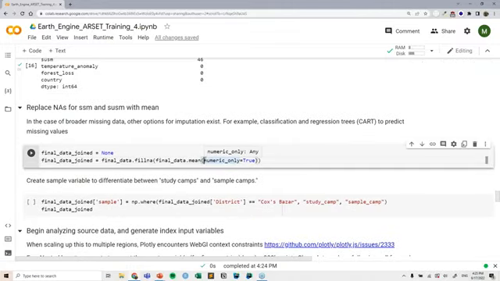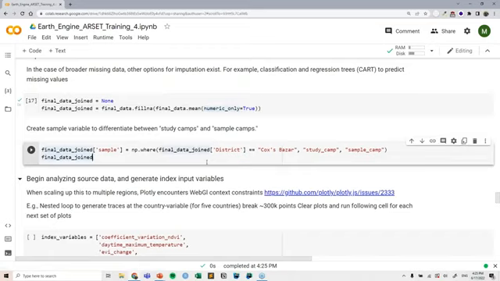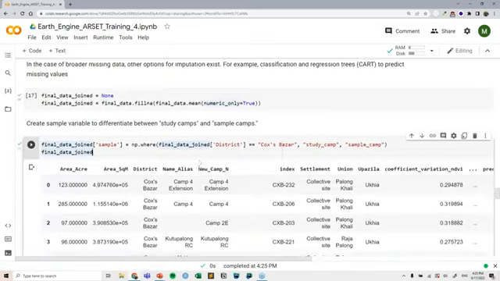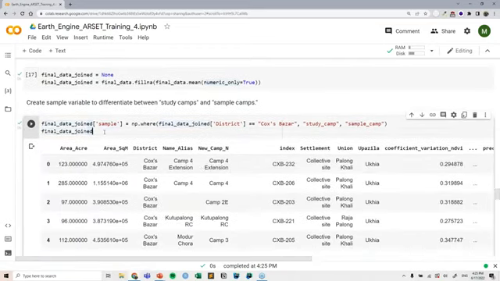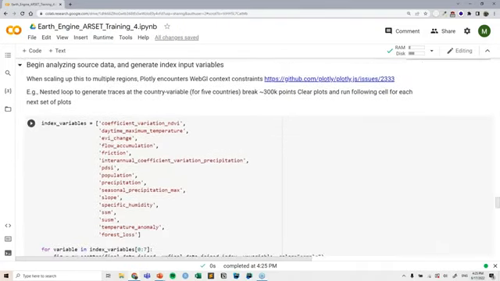But we would definitely recommend, if you had a broader case of missing data, or if you were doing this for an actual decision-making process, you would choose another option for imputation. We go ahead and do this, and then generate our two sets. So here we have the sample variable, which allows us to differentiate between the actual Cox's Bazar camps as well as our simulated set. And so the next step is to analyze our source data and generate our index input variables.